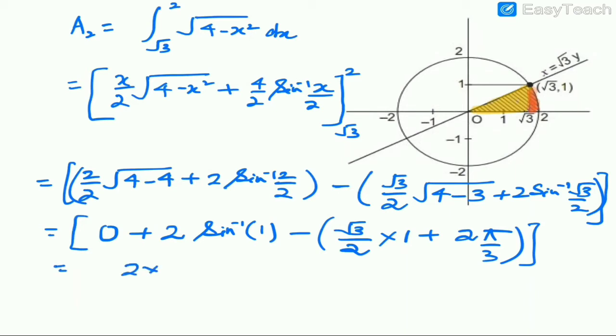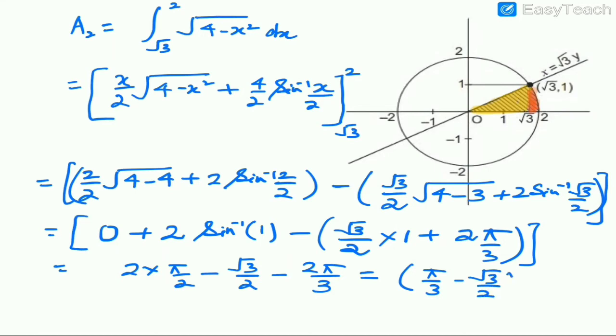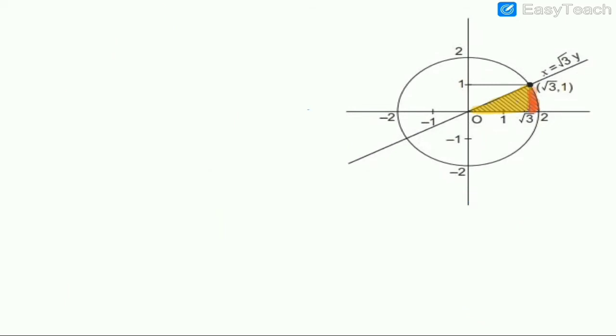Now again simplify, we have 2 into pi by 2 minus root 3 by 2 minus 2 pi by 3. So finally we have pi by 3 minus root 3 by 2. So this is equation 2. Now adding A1 and A2, we find the required area.